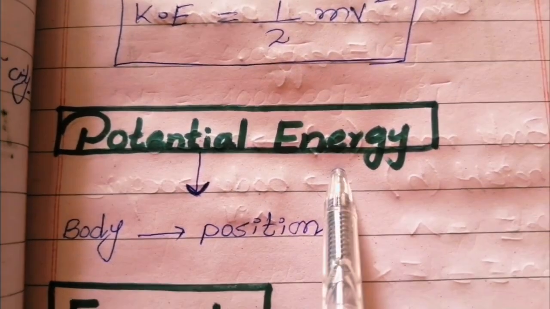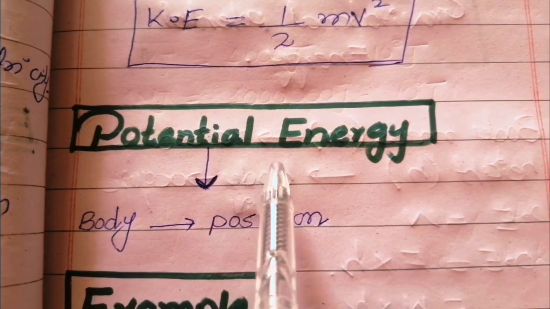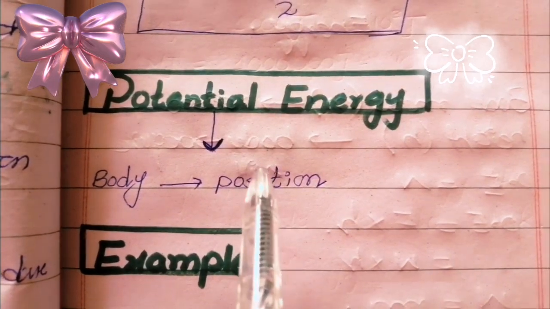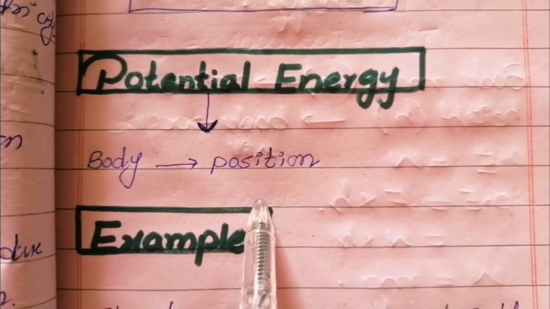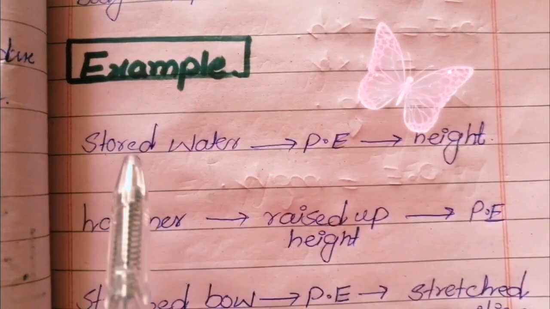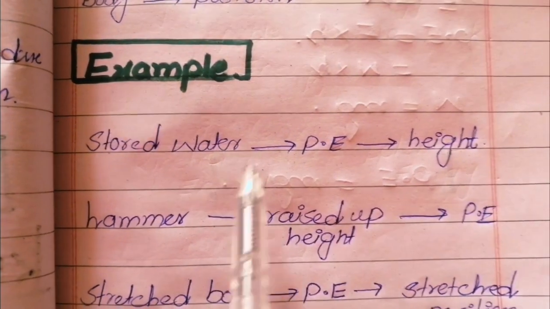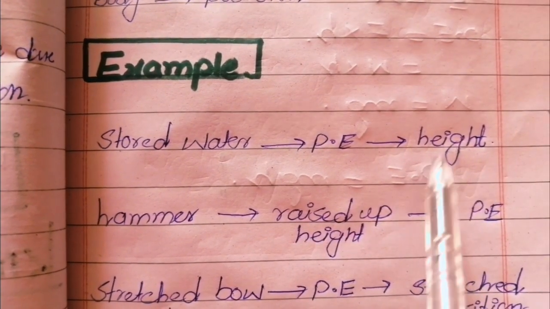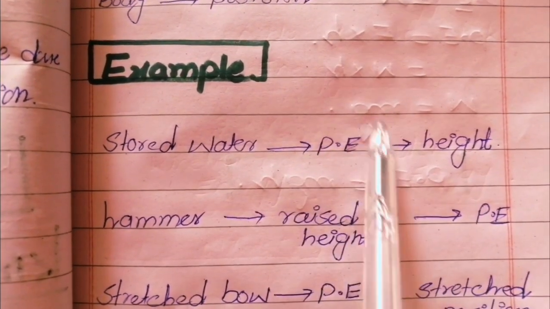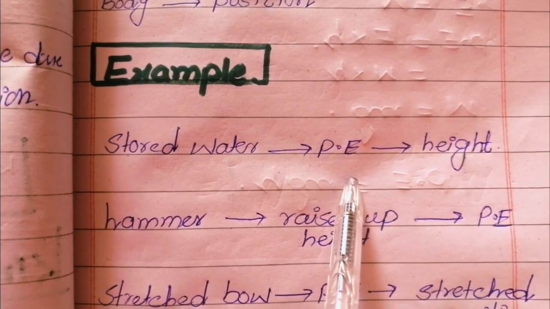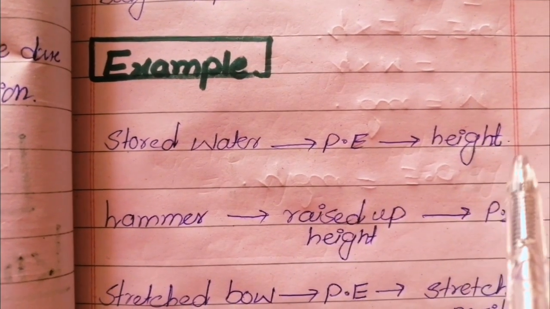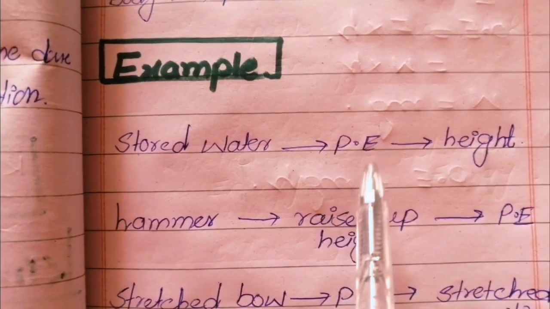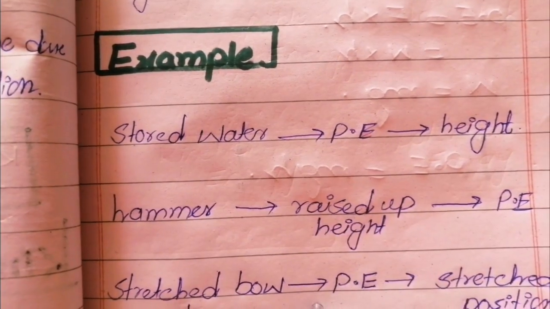Potential energy. The energy which is present in a body due to the position of the body, that energy is called potential energy. For example, the water which is stored at height. Due to the height, the water has stored some energy inside it, and that energy is called potential energy. So the water which is stored at height, due to its position, has energy stored inside it. So this energy is called potential energy.